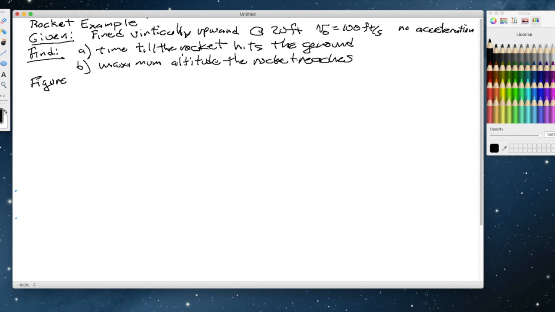Figure: the rocket shoots up, comes back down, and hits the ground. Initially, its initial height above the ground is 20 feet. Just use a little mark. And its initial velocity is 100 feet per second. Ground is our marker for our origin. This is our positive direction.